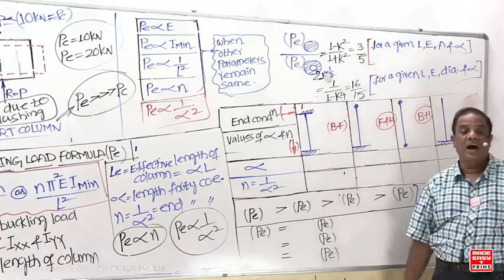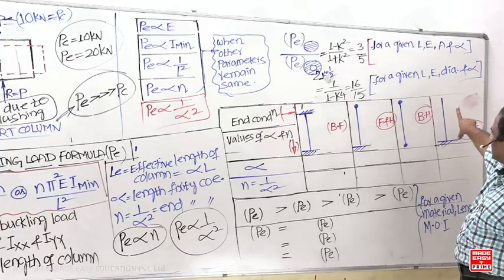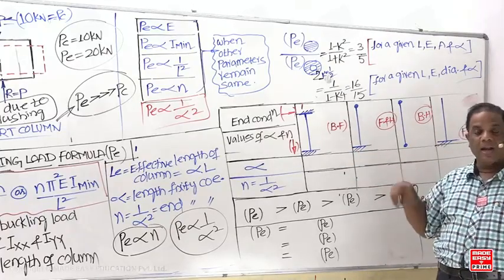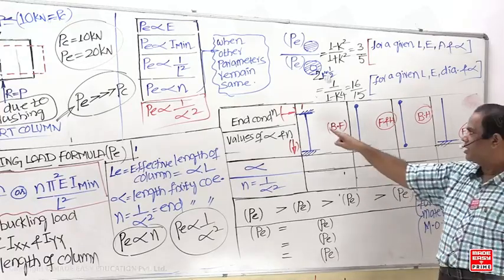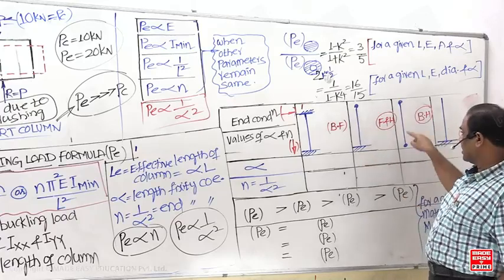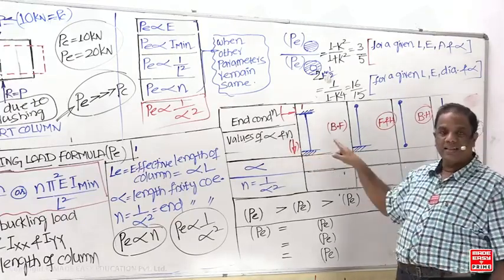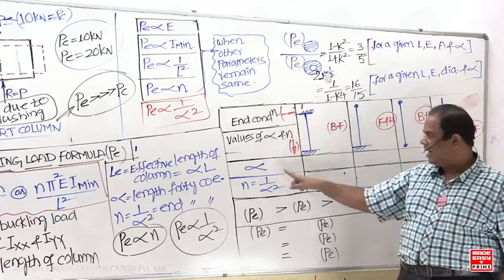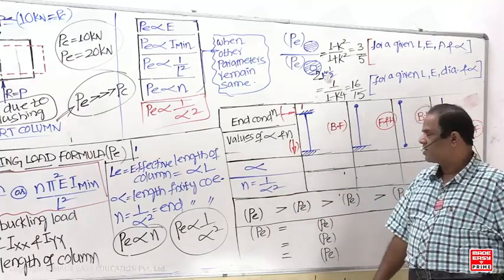Now, I'm going to give the alpha values for the end conditions. I've taken four columns. In all these columns, the material is the same, the length is the same, and the moment of inertia is the same. Only the end condition is different: both ends fixed, fixed and hinged, both ends hinged, and fixed and free. Horizontally I've taken the end conditions, and vertically I've taken the values of alpha and n. N is equal to 1 by alpha square.